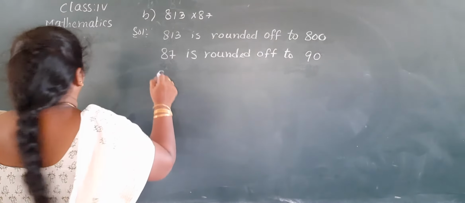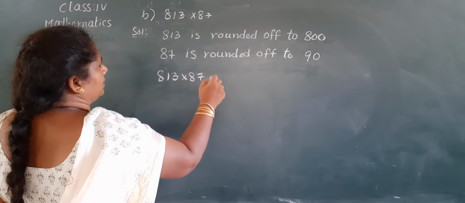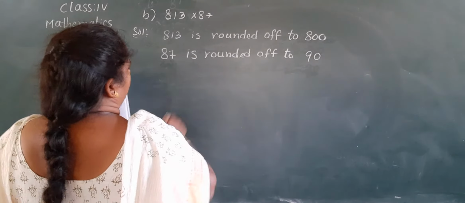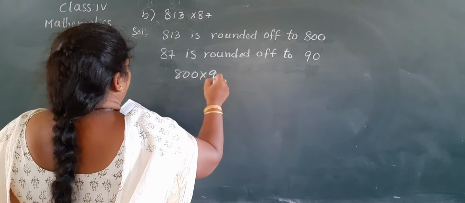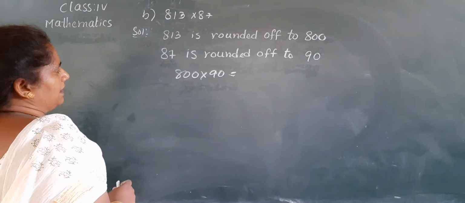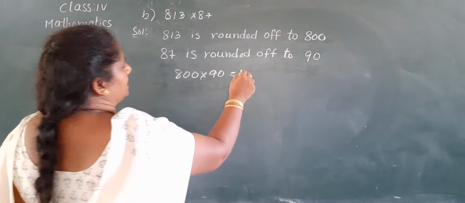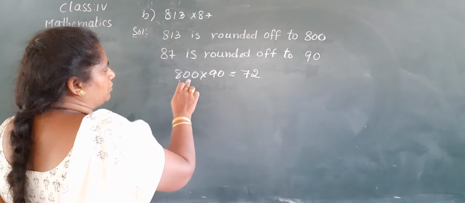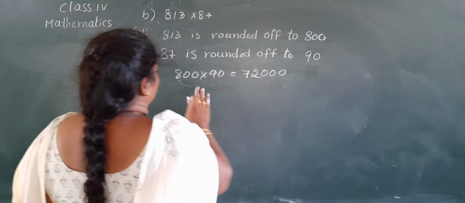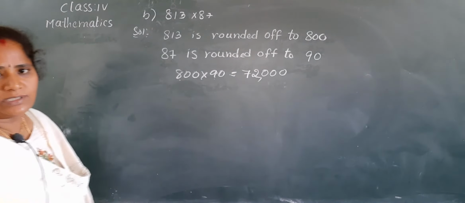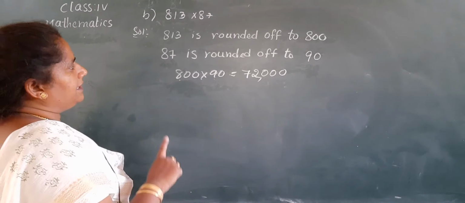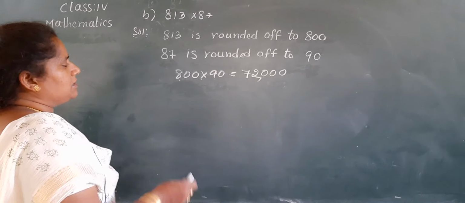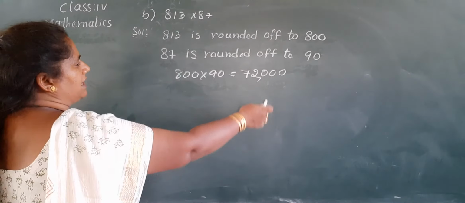So 813 into 87 is approximately 800 into 90. How can you multiply these numbers? Yes, 8 9s are 72. First you multiply the numbers, after that you put the zeros. Here 2 zeros, here 1 zero, so totally 3 zeros. So the answer is 72,000. So 813 is rounded off to 800 and 87 is rounded off to 90. Therefore 800 into 90 equals 72,000.